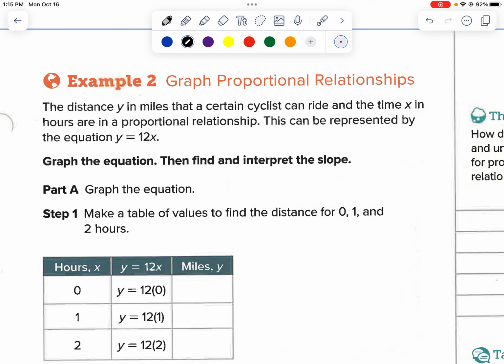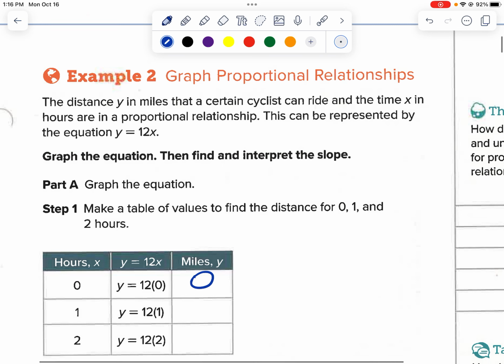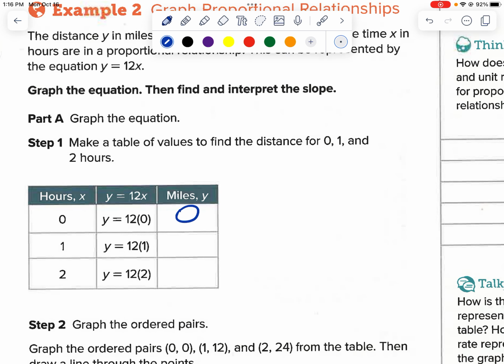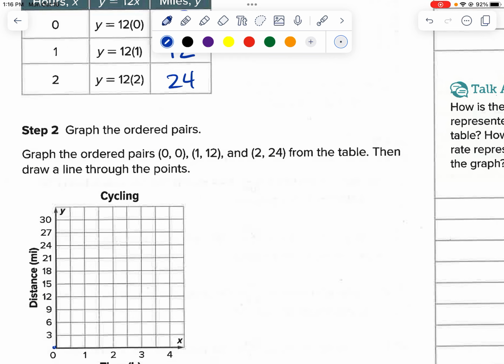Okay, the distance y in miles that a certain cyclist can ride and the time x in hours are a proportional relationship. So if it's a proportional relationship, we already know it's 0, 0. It can be represented by y equals 12x. Okay, so I'm going to plug in 1. If I do that, I get 12. If I plug in 2, I get 24. Okay, so I'm going to graph 0, 0, 1, 12, 2, 24.